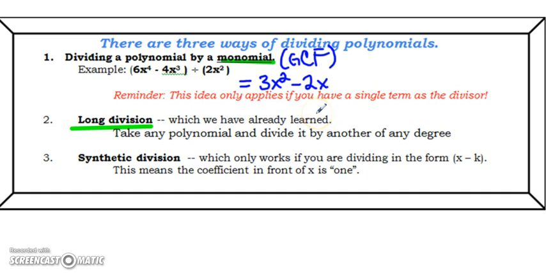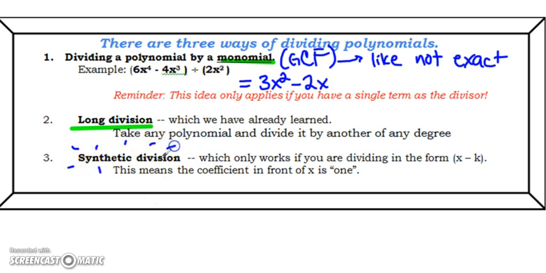The only difference is what I took out wasn't the greatest common factor. It was like taking out a greatest common factor, not exact. So it's not always the exact greatest common factor. All right, synthetic division. That's what we're going to learn about today.